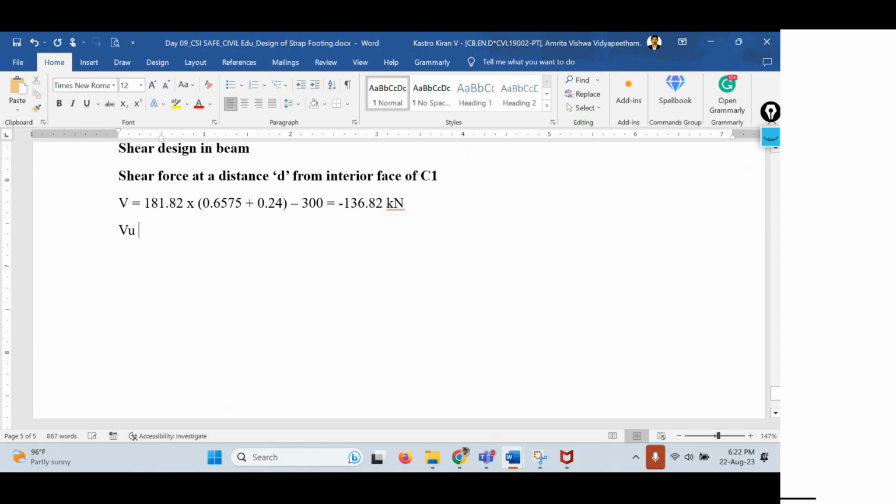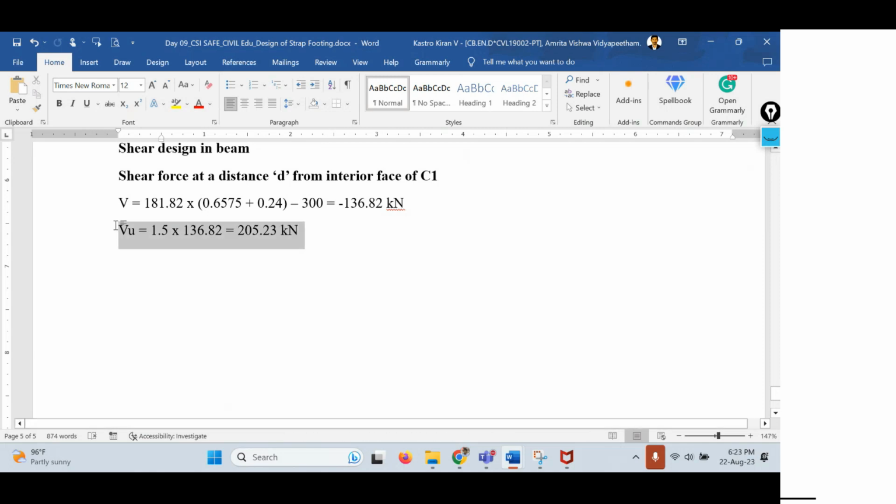Then ultimate shear force, Vu equals 1.5 times 136.82. If you solve this, it will be 205.23 kilonewtons. This is the ultimate shear force. Based upon this value, we have to find tau v, and then verify whether tau v is less than tau c or not. If tau v is less than tau c, there is no problem. If tau v is greater than tau c, then we have to provide shear reinforcement in the form of stirrups. Let us check whether tau v is less than or greater than tau c.